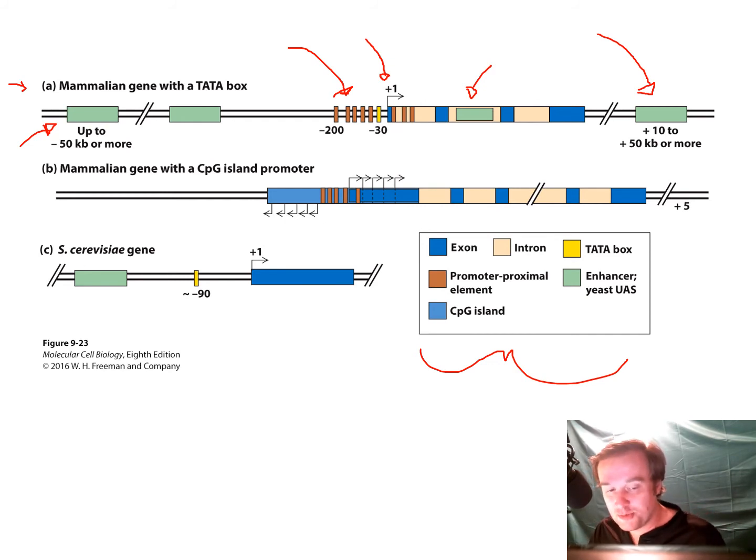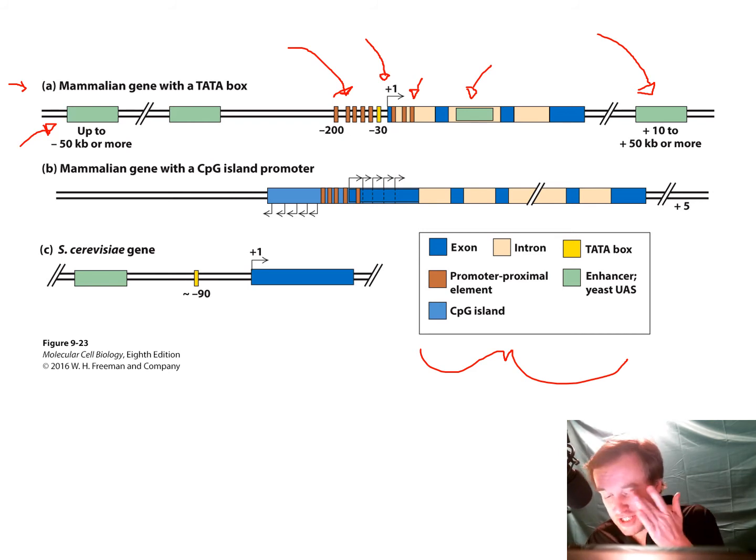And these promoter proximal elements that we talked about, they're found upstream and downstream of the transcription start site. So you can see there's a couple of them that are downstream. So similar to enhancers, they don't always have to be upstream of the start site. And they are in equal frequency before and after that start site in mammalian genes.